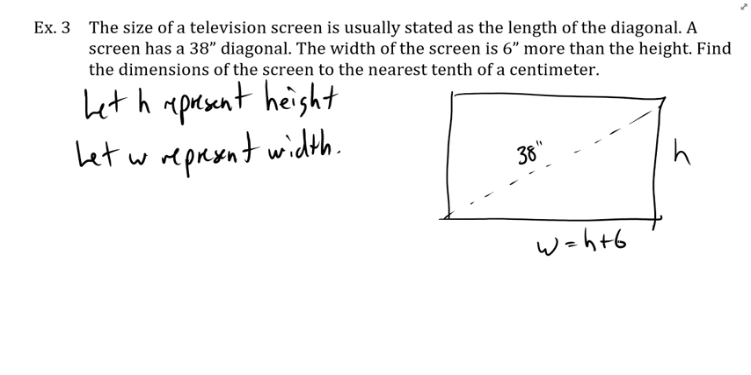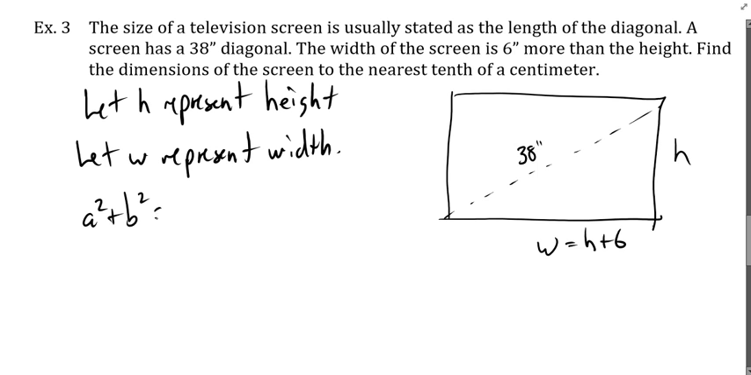Because this is a rectangle. Yeah, 38 is the length of the diagonal. It's not the area. If you multiply the dimensions together, it'll give you area, but 38 is not the area. So how do I relate those measurements? C squared equals A squared plus B squared. That's right, Pythagorean theorem, very good.